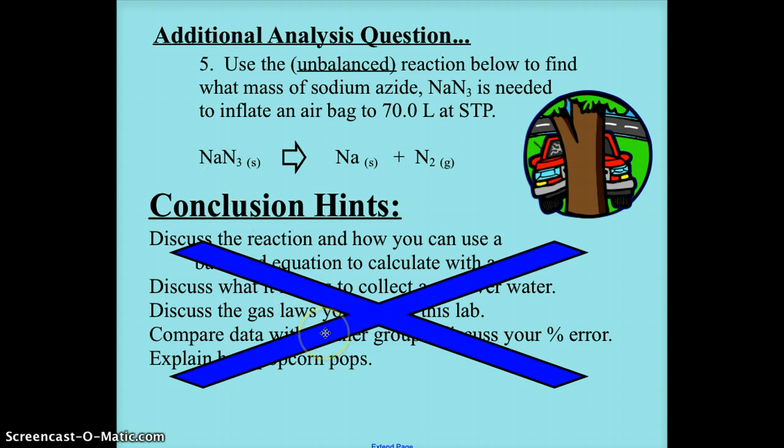Now, I put an X through the conclusion, hence we aren't going to do a conclusion for this particular lab. We'll call that good for this one. So again, the lab is due on Monday. Make sure you get your data posted, get your calculations finished.